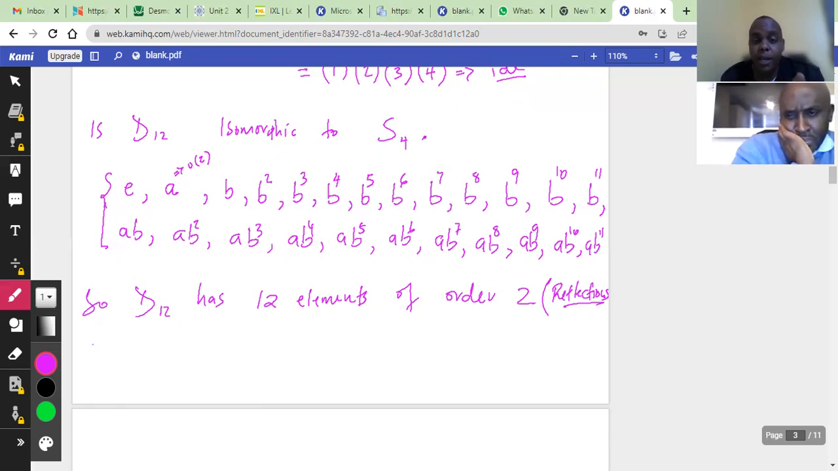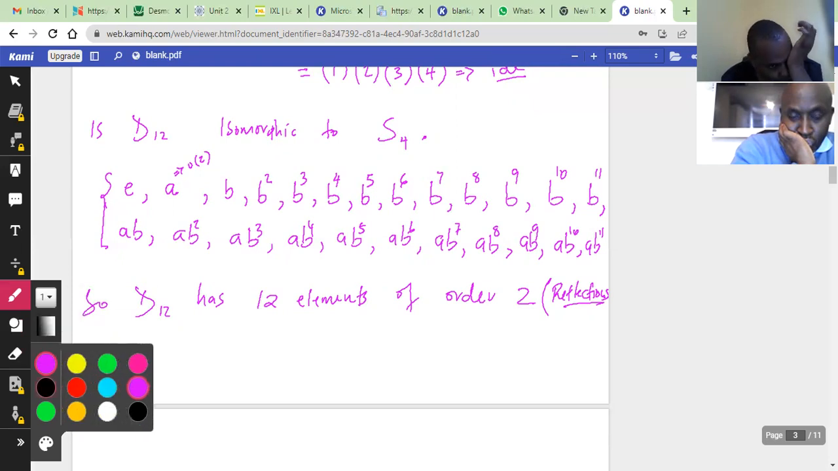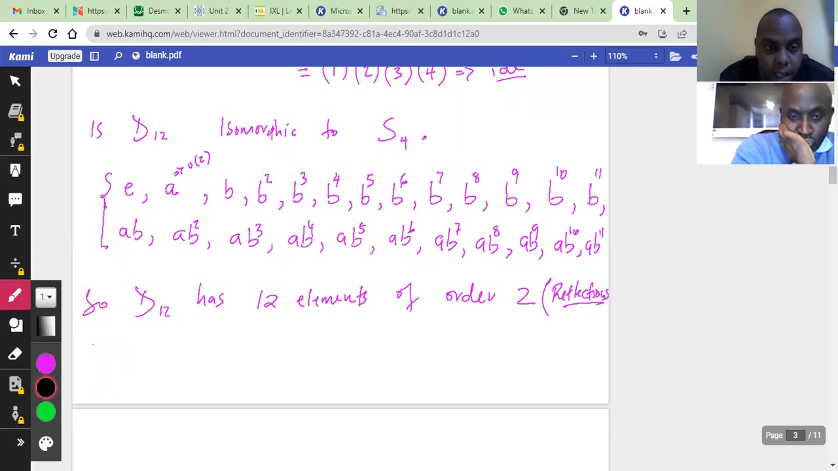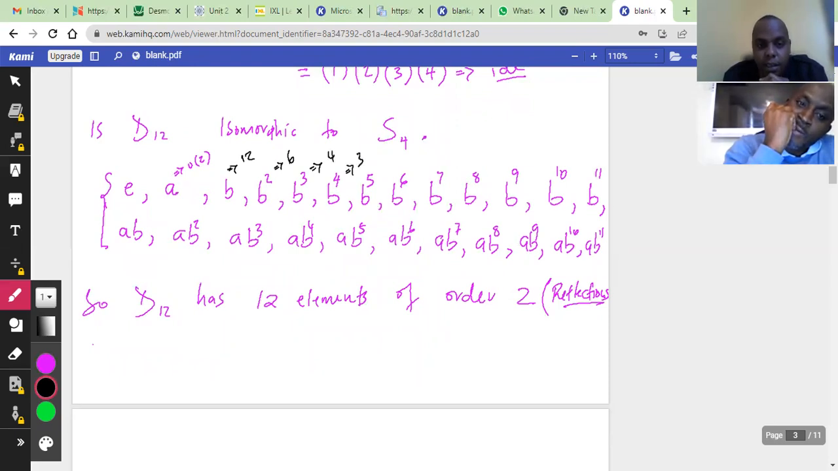The order of B is 12. The order of B squared is 6. So this one has order 12. This one has order 6. This one has order 4. This one has order 3. This one has order 12. This one has order 2. This one has order 12. This one has order, I don't know.